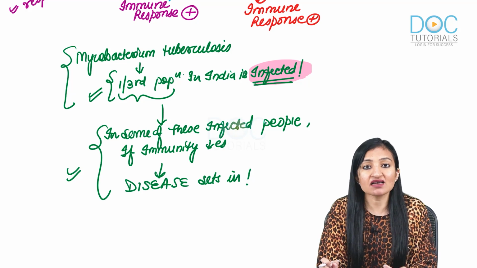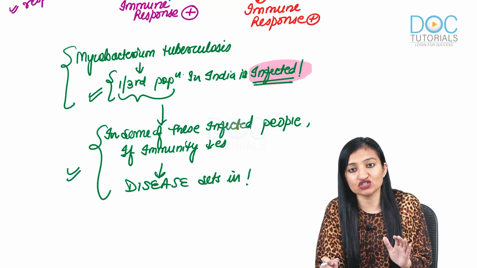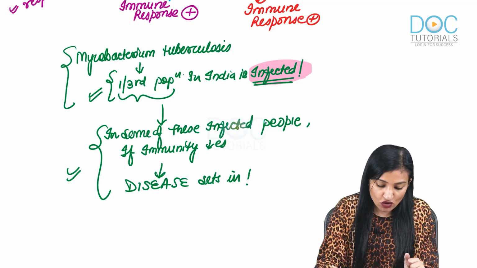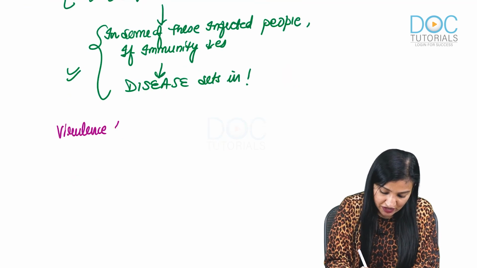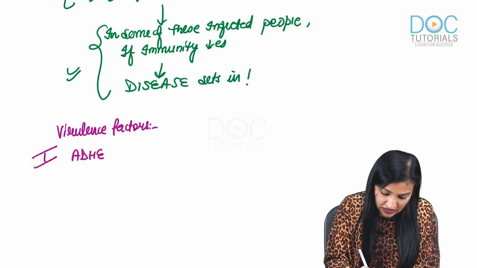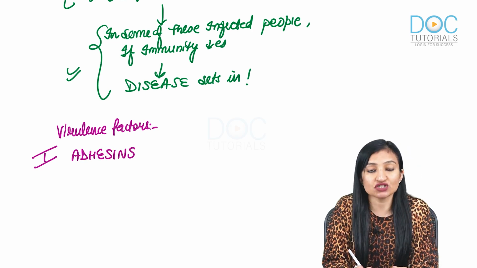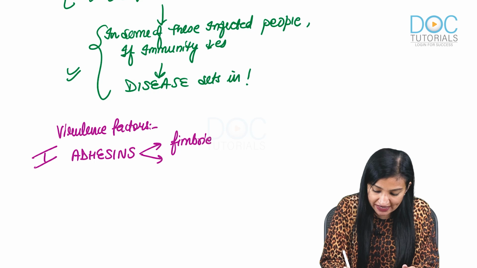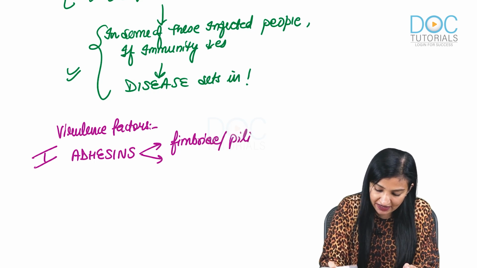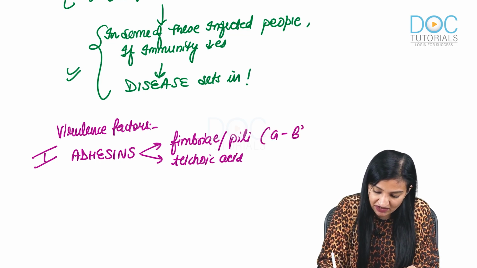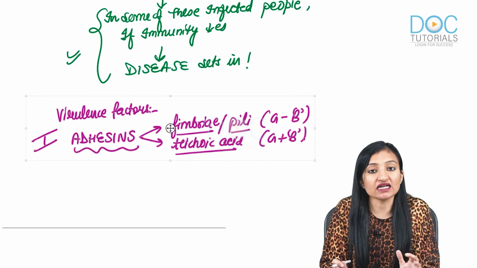So with this background regarding these terms, colonization, infection and disease, now I'll jump to the topic per se, that is virulence factors of microbes. Now the virulence factors, first and foremost, we have got adhesins. We have discussed this in bacterial cell structure or anatomy as well, and we all know that they are of two kinds, fimbriae, also known as pili, and teichoic acid, respectively present in gram-negative bacteria and gram-positive bacteria. Okay, so these are the adhesins.